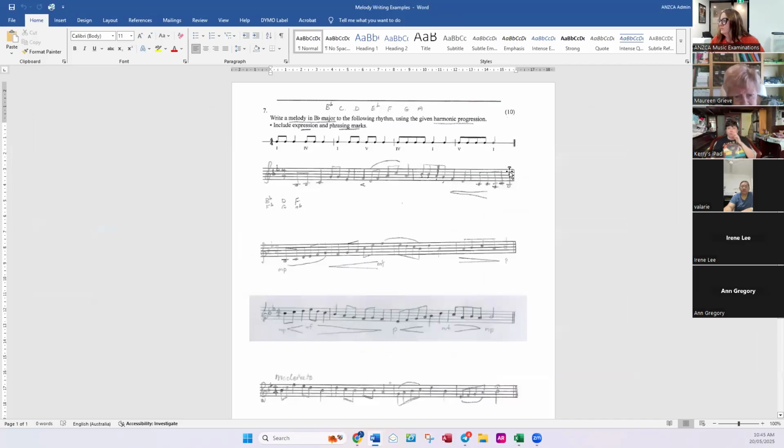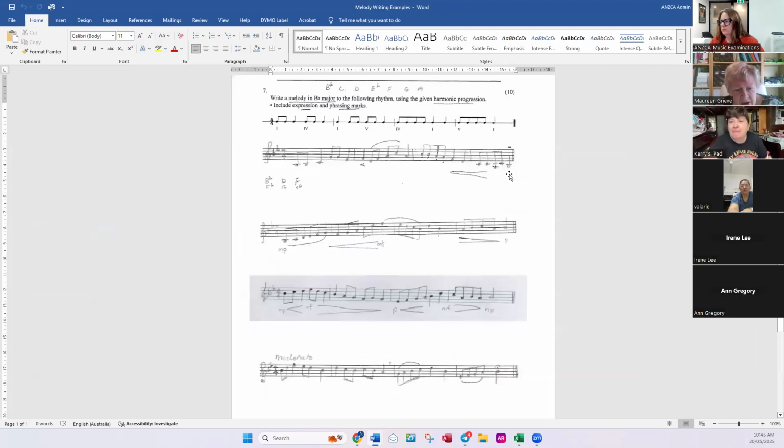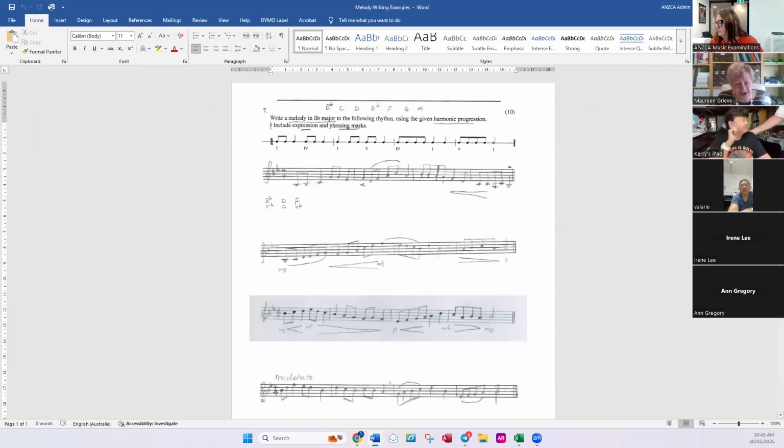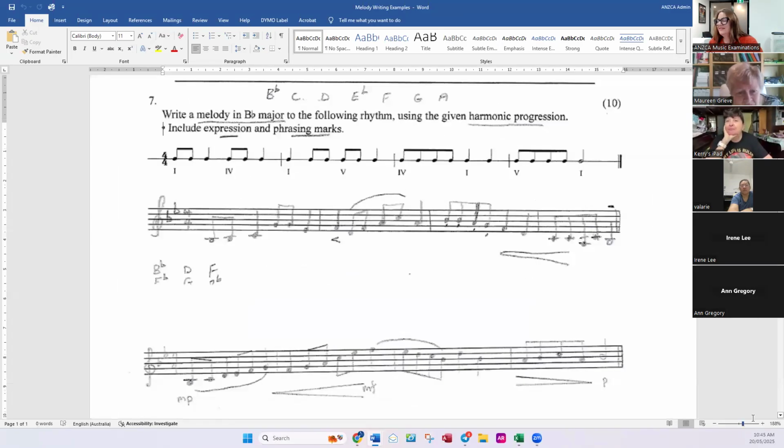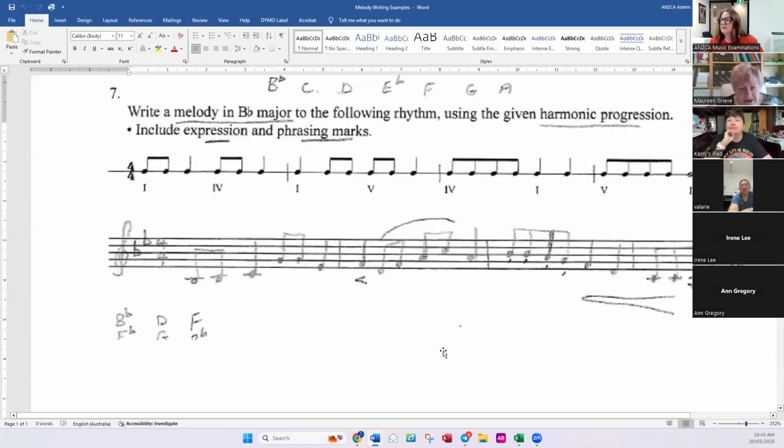Must be the first one. Yeah, we'll look at the first one first. If you can just highlight that one for me. Thank you. Right, they had to write a melody in B flat major. They were given a rhythm and a harmonic progression, and they had to include expression and phrasing marks.